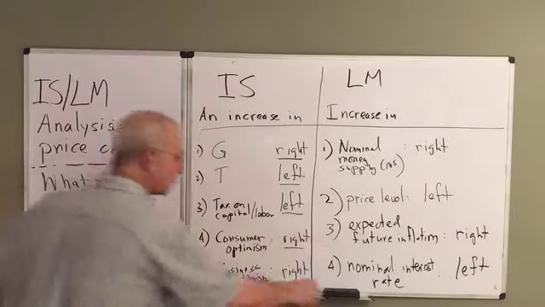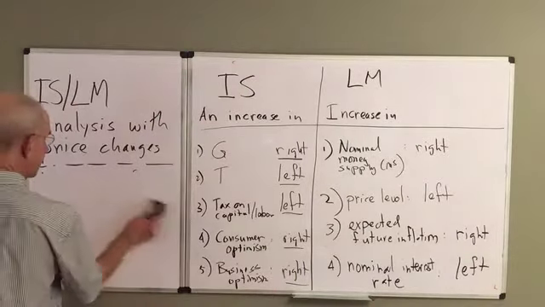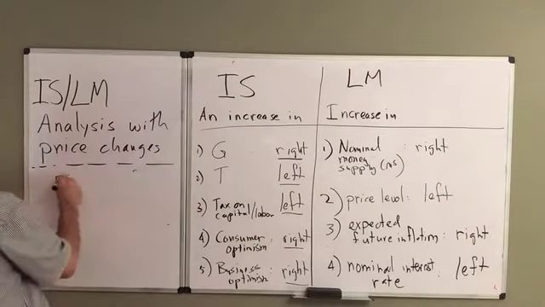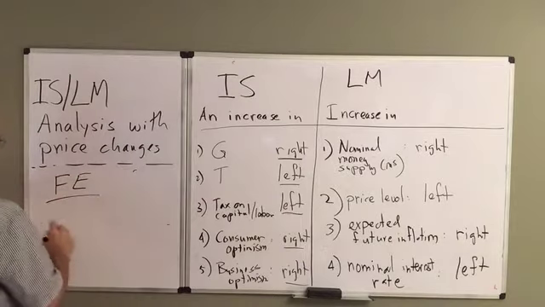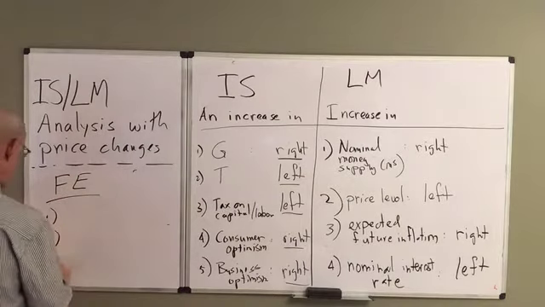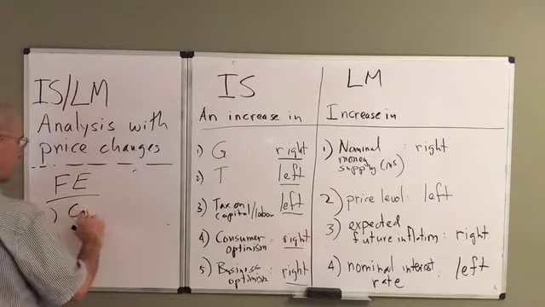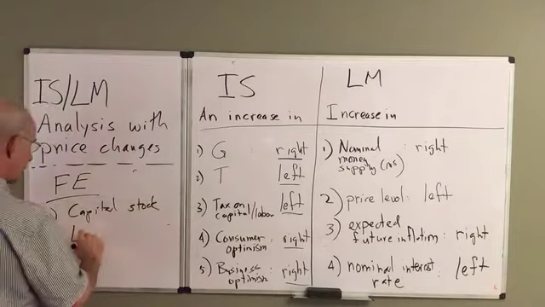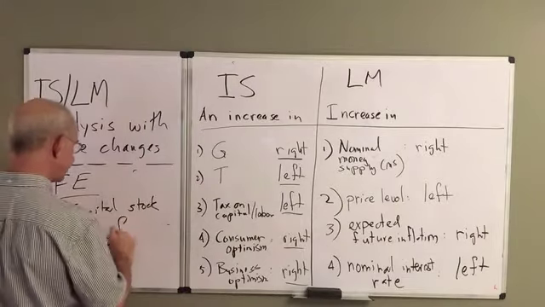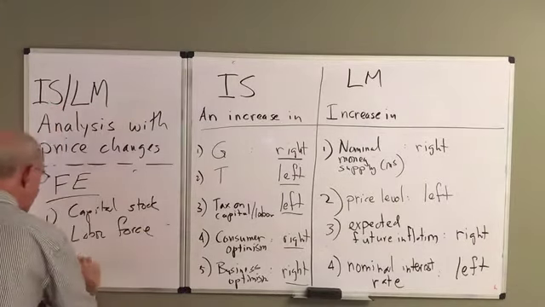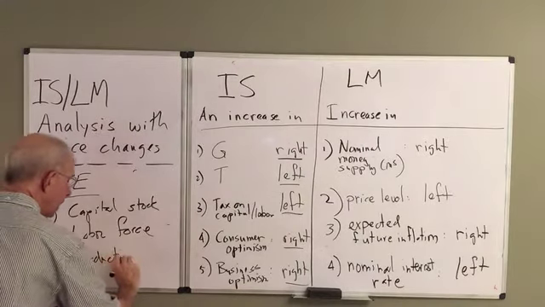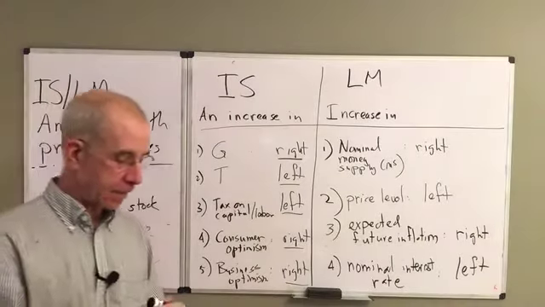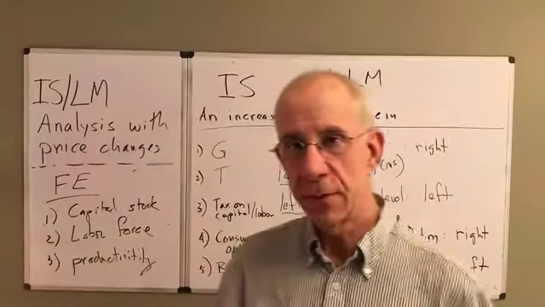Now we finally want to look at what will shift the full employment curve. And basically we have three. A change in the capital stock, a change in the labor force, or productivity shocks, which we talked about in the video about the full employment level of output.